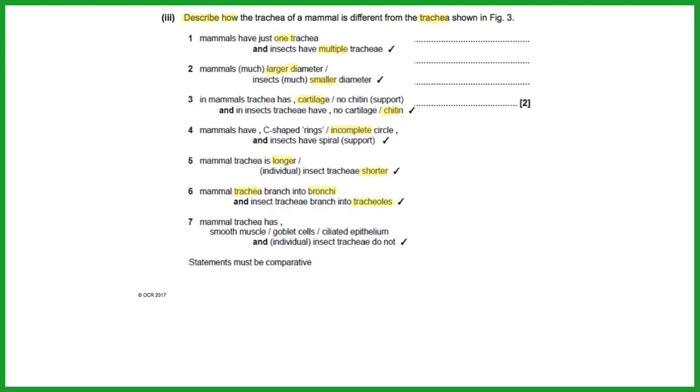and insect trachea branch into tracheoles, not into bronchi. And then you might say that the mammalian trachea has things like smooth muscle to control its diameter, has goblet cells to secrete mucus, it has ciliated epithelium to clear the mucus, whereas individual insect trachea do not. Remember, the statements must be comparative.